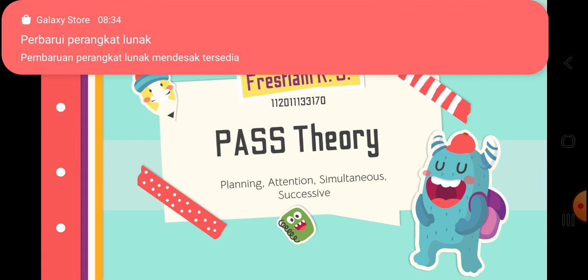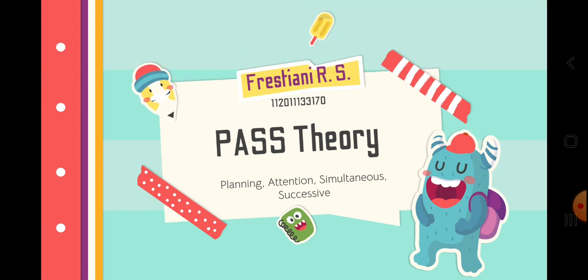And in this opportunity, I will present to you the PASS theory, which is short for planning, attention, simultaneous, and successive. It is one of the theories of intelligence. And yeah, let's get started.